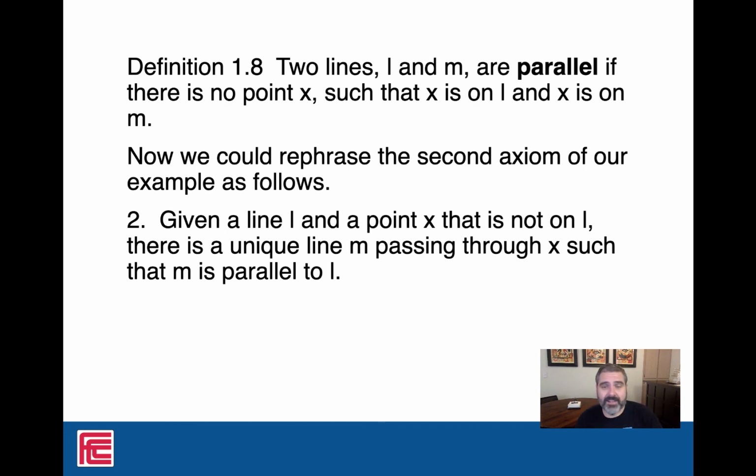Which means that now that second axiom, which sounded a lot like our definition of parallel lines, is now formally parallel, right? Given a line L and a point x that is not on L, there's a unique line M passing through x such that M is parallel to L, right? They don't share any points in common.